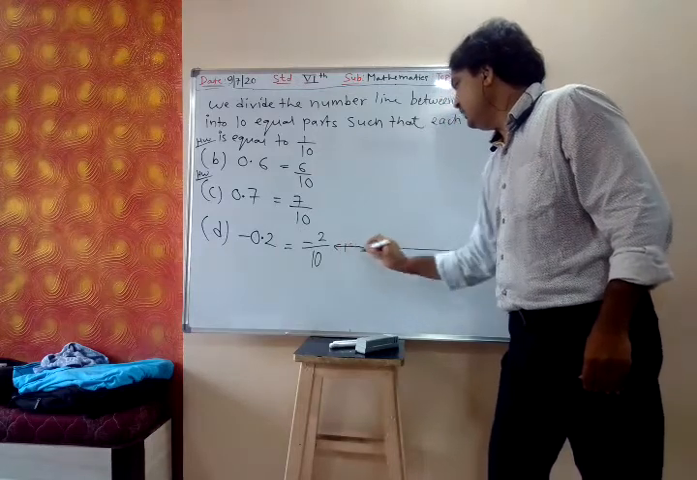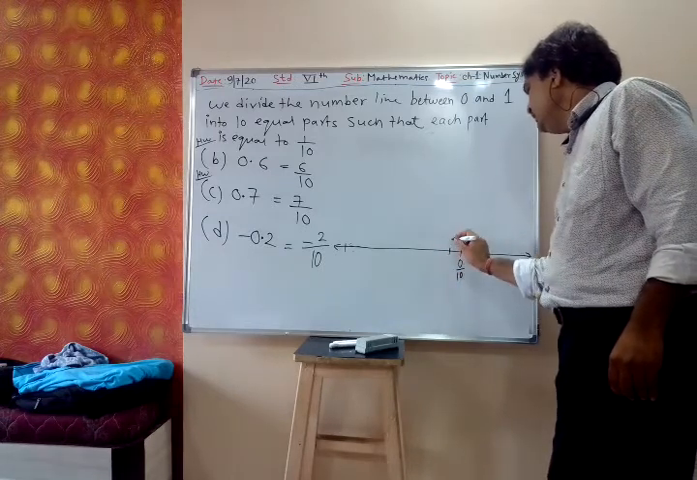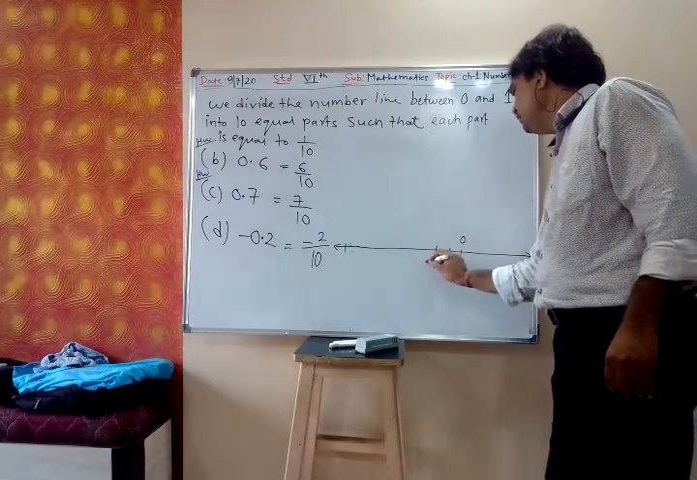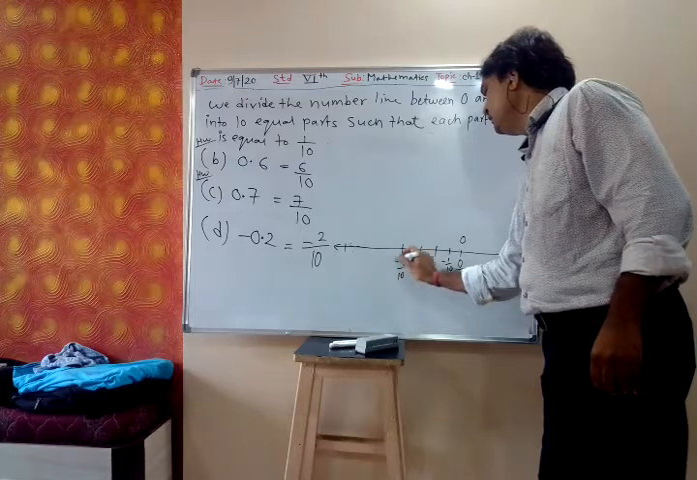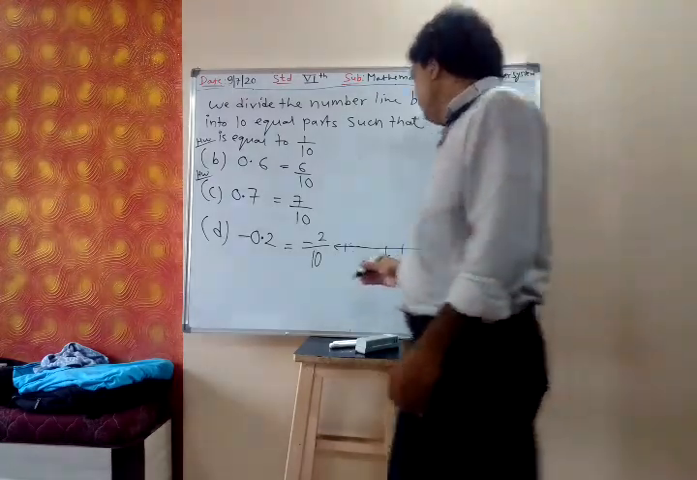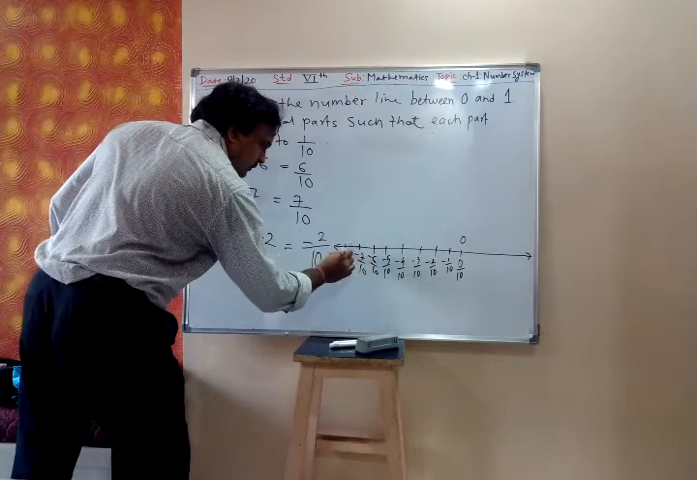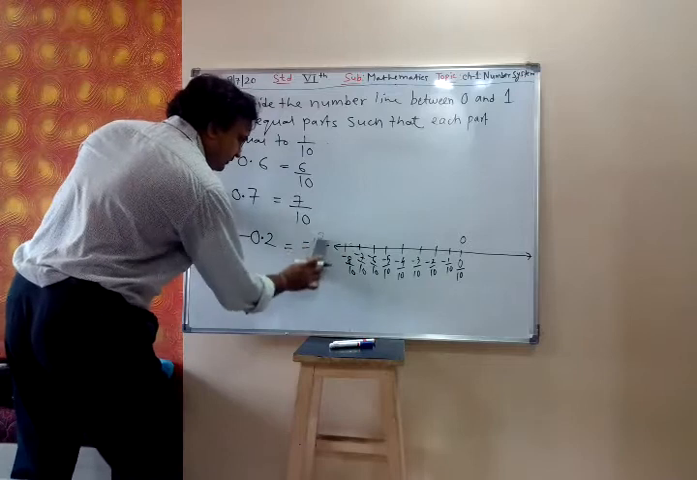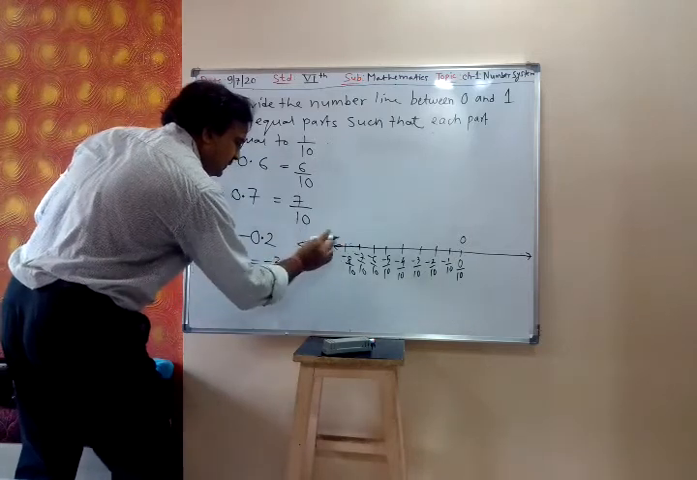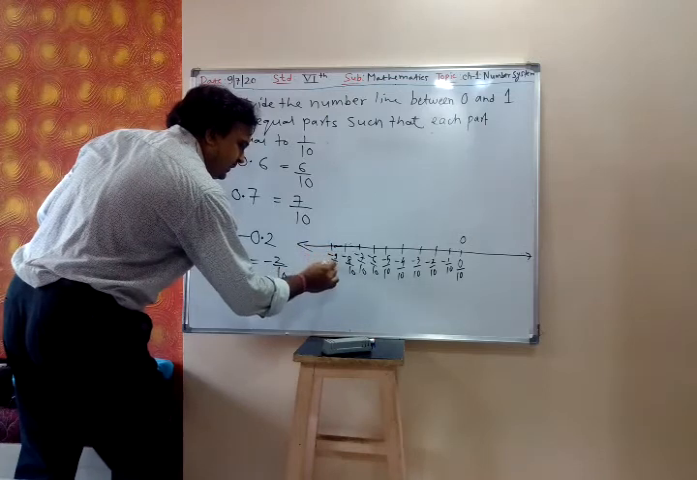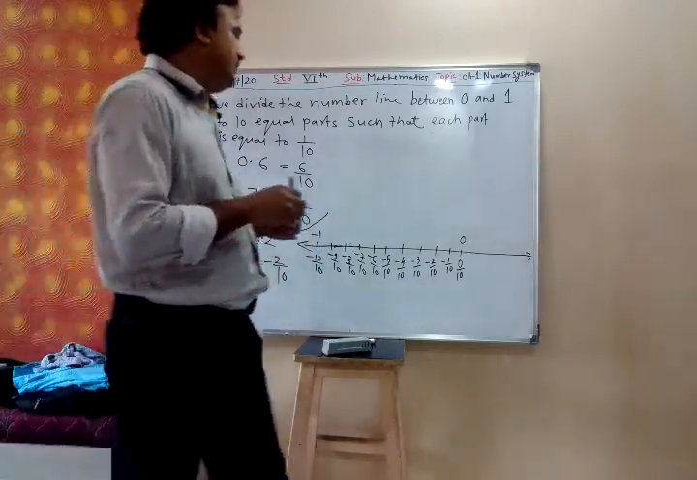Divide 0 to minus 1 into 10 equal parts. So this will be 0 upon 10, then minus 1 upon 10, minus 2 upon 10, minus 3 upon 10, minus 4 upon 10, minus 5 upon 10, minus 6 upon 10, minus 7 upon 10, minus 8 upon 10, minus 9 upon 10, then minus 10 upon 10, which is nothing but minus 1.